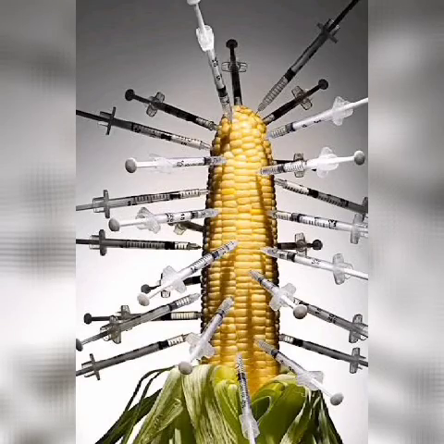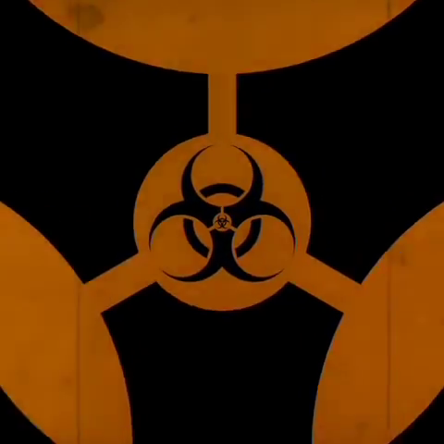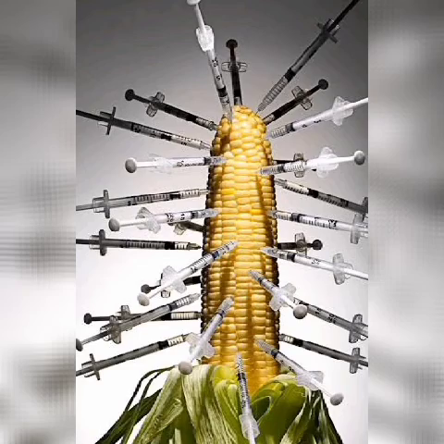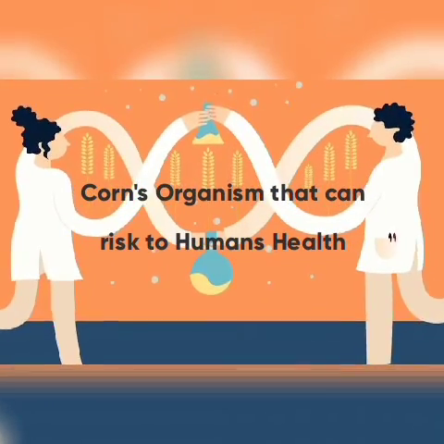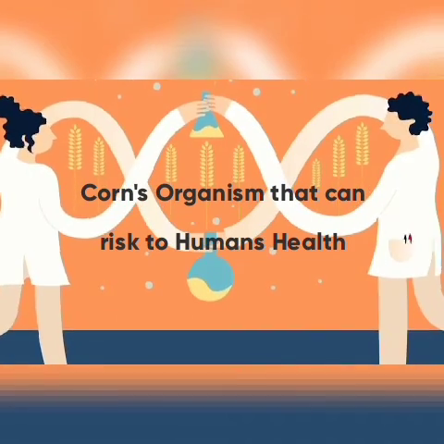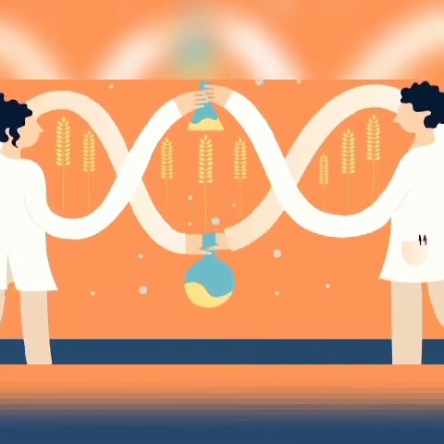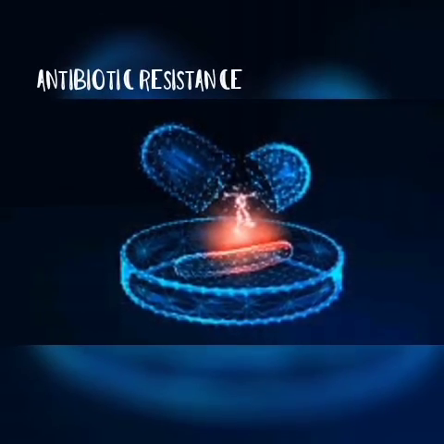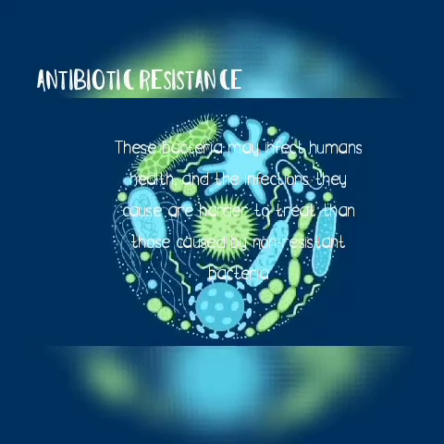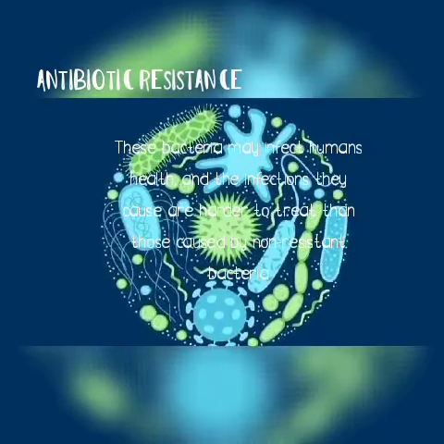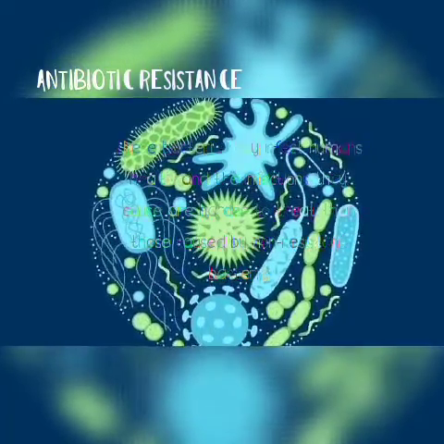Corn is known for its promiscuity, making it more prone to gene flow risks than other crop organisms. This example shows the other bacteria or substances found in corn that can be harmful to humans' health. Antibiotic resistance. These bacteria may infect humans, and the infections they cause are harder to treat than those caused by non-resistant bacteria.